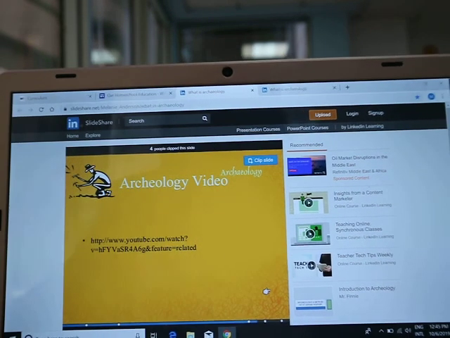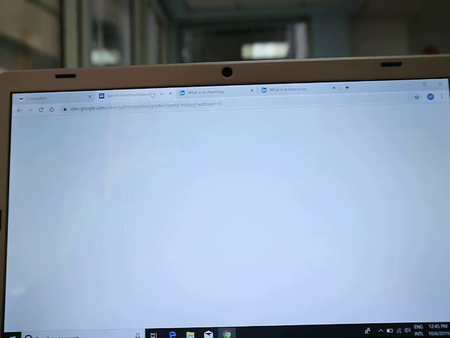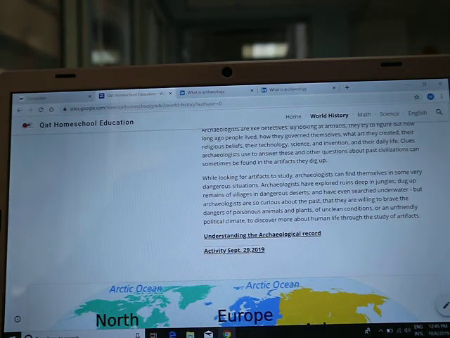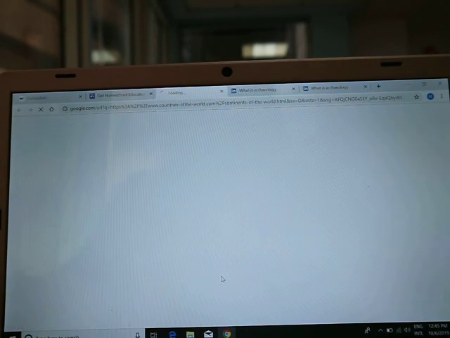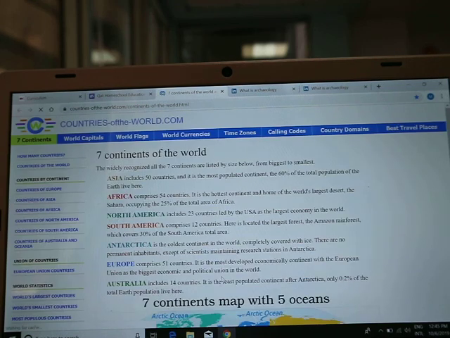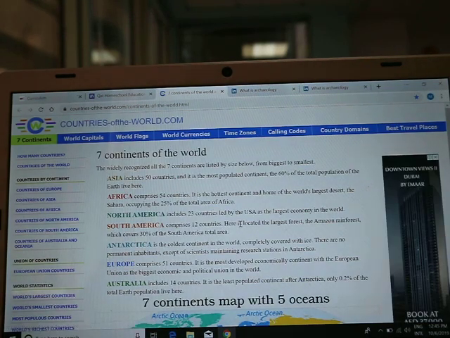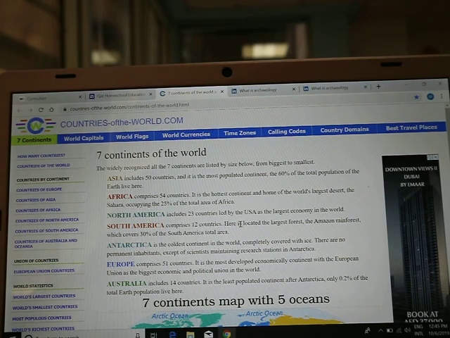Okay. So next, let's review the 7 continents of the world. There are 7 continents of the world. What is the first continent? Asia, Africa, North America, South America, Antarctica, Europe, and Australia.